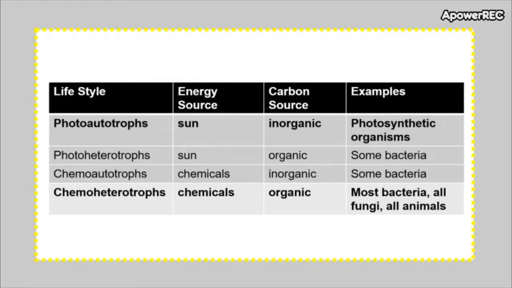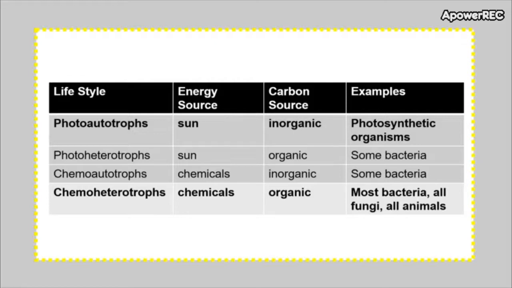Auto means self in this example, so it's able to obtain its organic matter on its own, by itself, by using inorganic substrates. We also have the photoheterotrophs, which use the sun for energy, and organic compounds that others have made for its carbon sources. And some bacteria can do this. We also have the chemoautotrophs, which some bacteria can do as well. Chemo means that it gets its energy source from chemicals, and its carbon source is autotrophic, so that's inorganic.